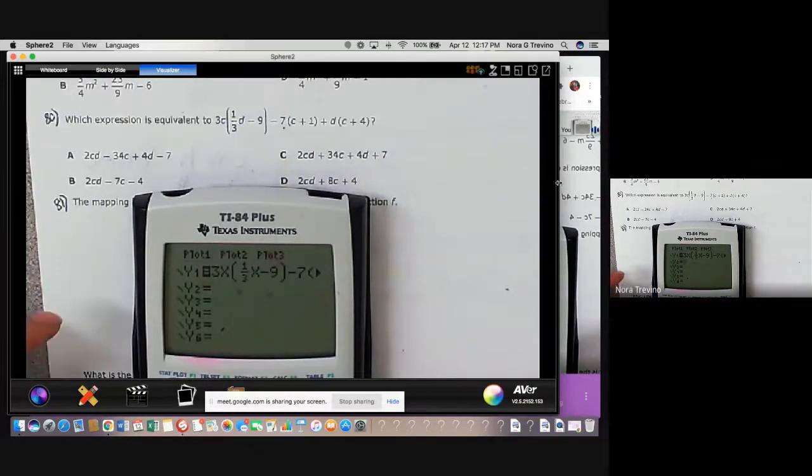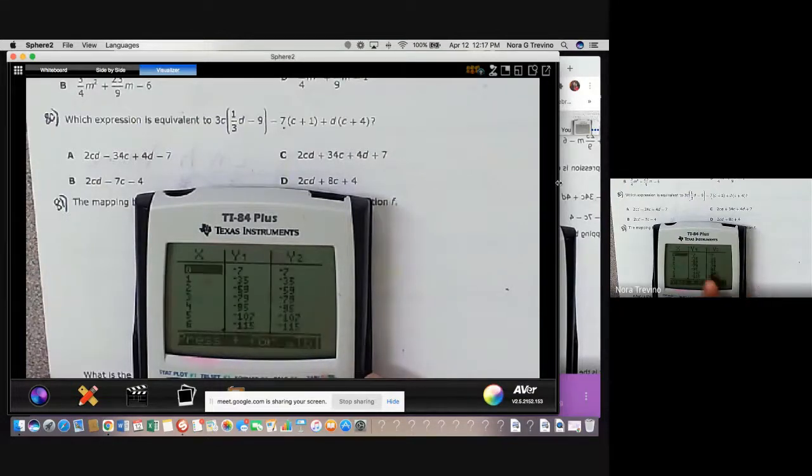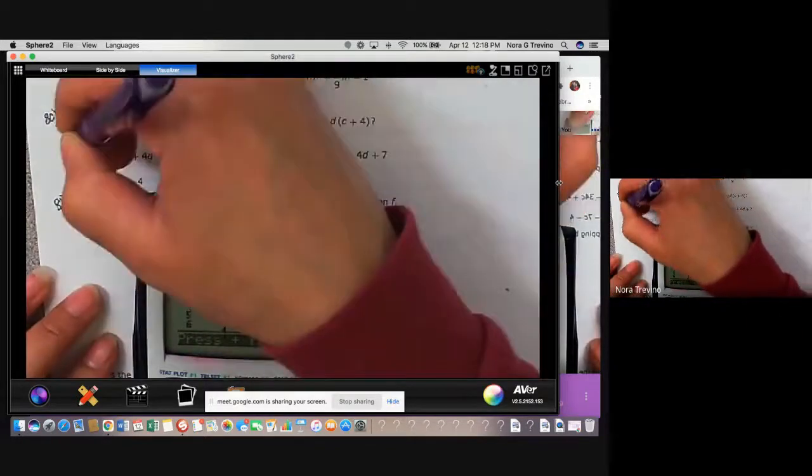Let's check what it's equal to. So I'm going to check A. 2CD would look like this: 2x times x minus 34x plus 4x minus 7. Woohoo! First try. There we go.